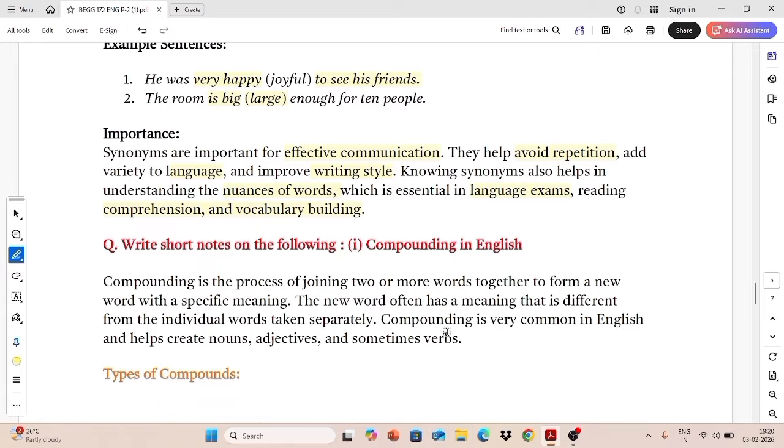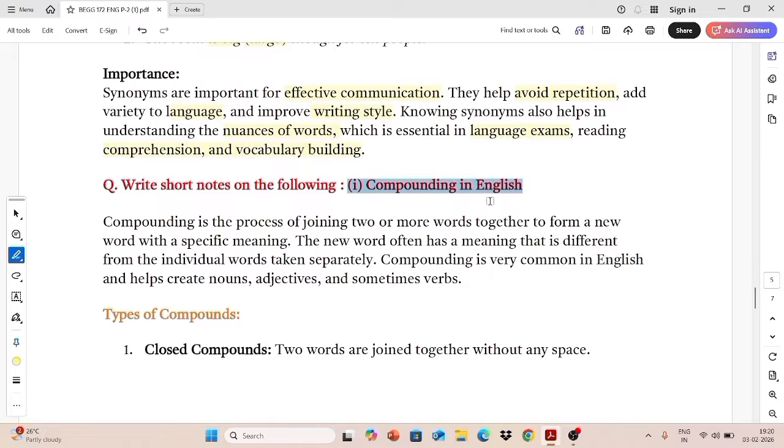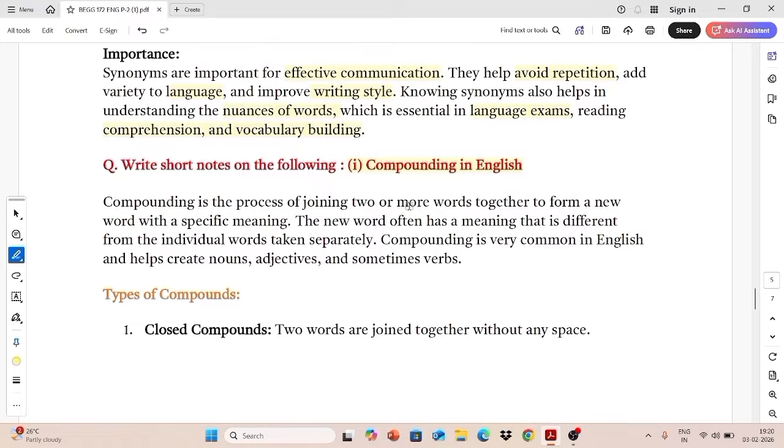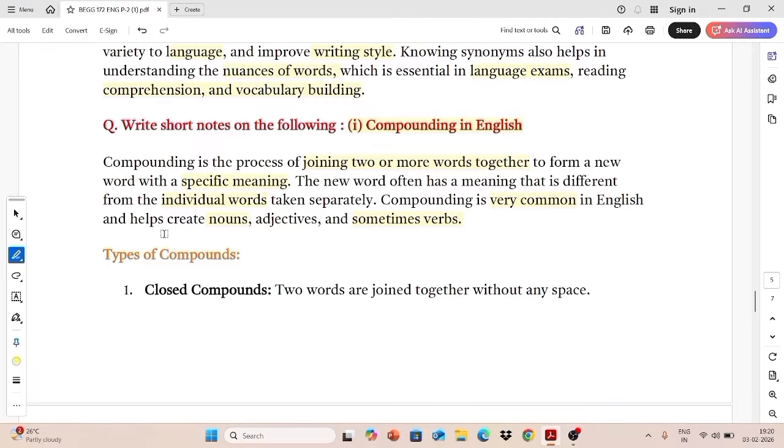So next we'll be understanding the short notes like compounding in English. What is compounding? Compounding is the process of joining two or more words together to form a new word with a specific meaning. It is when two words join to form a new word, if I have to tell it in a simple way. The new word often has a meaning that is different from the individual words taken separately. Compounding is very common in English and helps create nouns, adjectives, and sometimes even verbs. So let's understand the types of compounds.